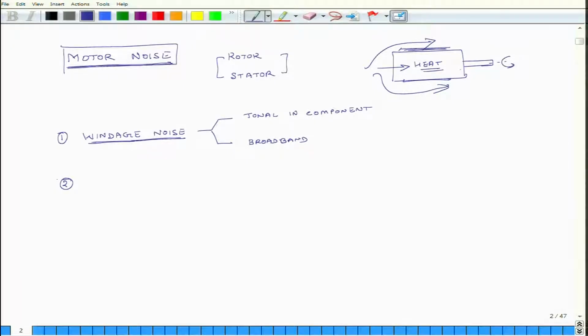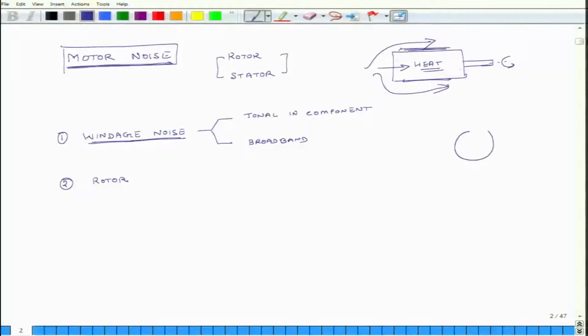The second type of noise is because of the rotor. So, consider a rotor. How does a rotor look? The cross section of the rotor is something like this. And suppose when it is rotating, each time a blade passes a particular area, a puff of air gets generated.